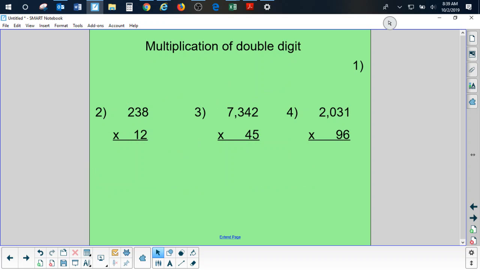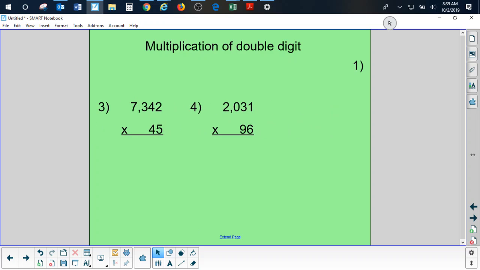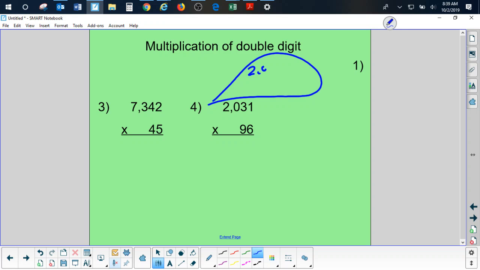The next problem, I'm going to move over. I need a little bit more room. Doing 96 times 2031. So my estimation, I would do 2000 times 100, because 96 would be rounded up to 100. So I have 5 zeros. 1, 2, 3, 4, 5 zeros. 2 times 1 is 2. So my answer should be somewhere around 200,000.